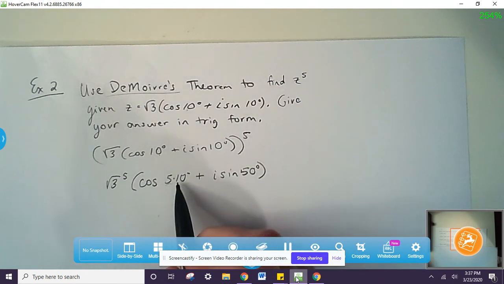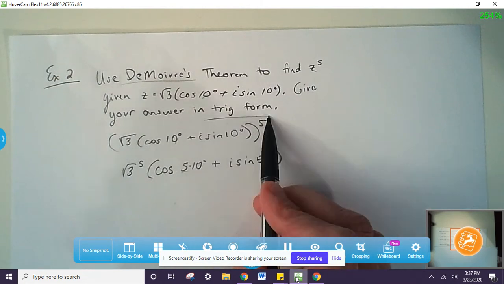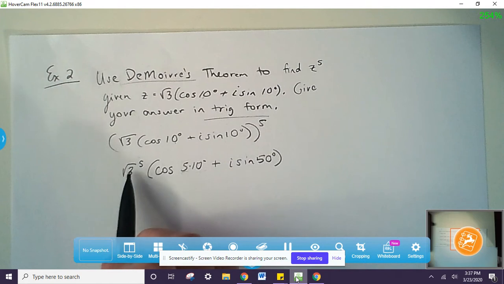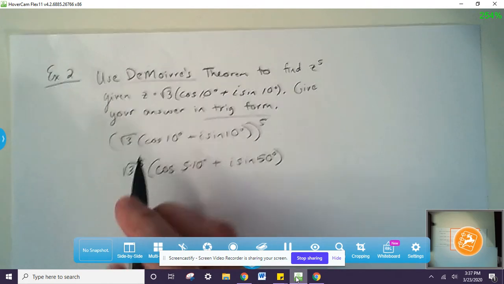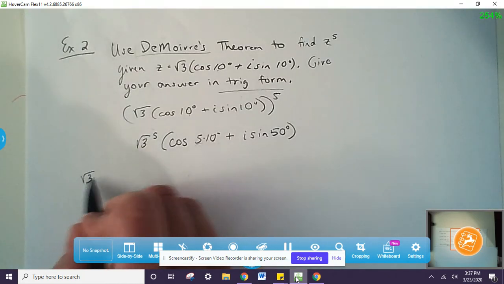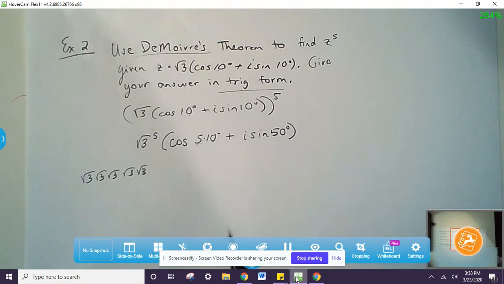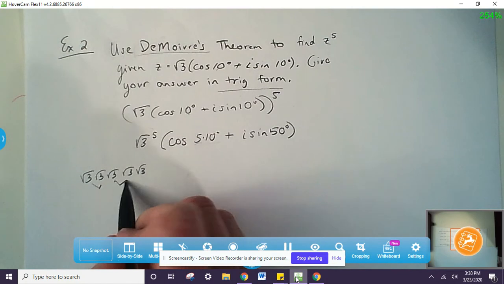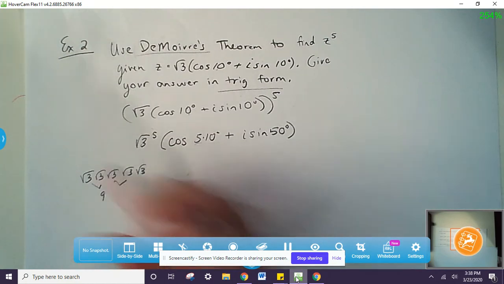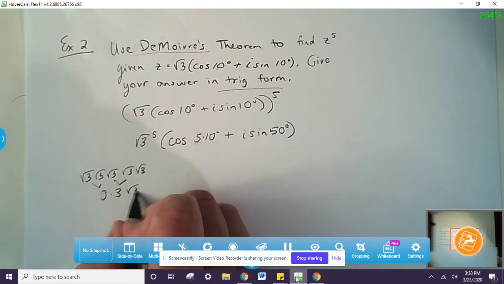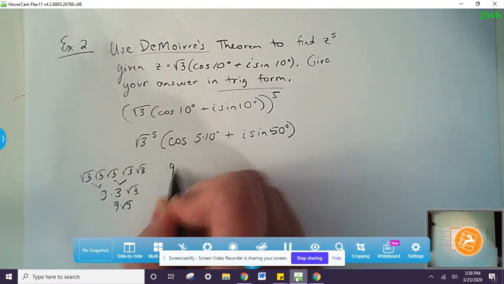That's 50 degrees. And since we want our answer in trig form this time, our last big task is to figure out what radical 3 to the 5th is equal to. So for radical 3 to the 5th, there are a number of ways you can go about simplifying. One way to do it is just to multiply out radical 3 5 times. Each pair of radical 3's is going to have a product of 3. So this is going to end up being 9 radical 3 out front.